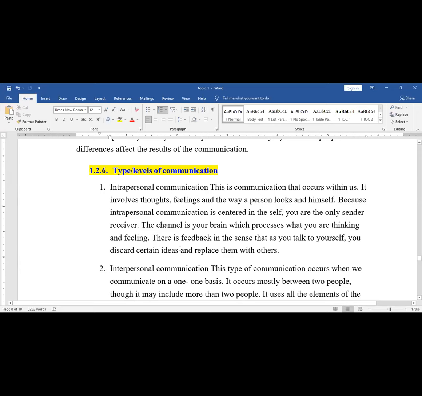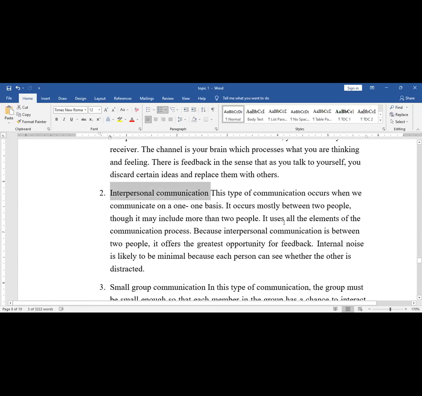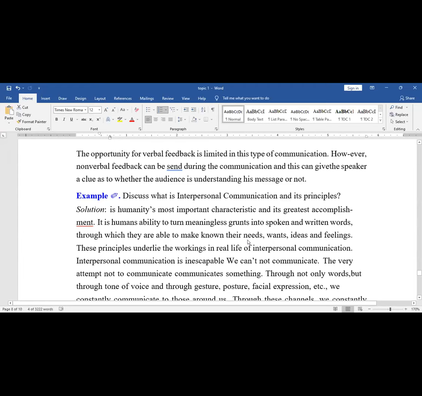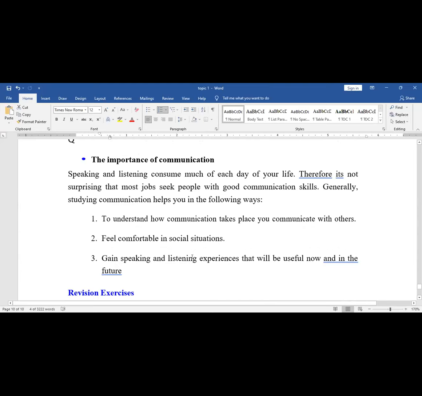We also have interpersonal communication. Interpersonal communication is communication between one individual and many others, or more than two individuals. Then we have small group communication. It is communication that happens within a very small group. And then we call it a day. Then you can look at the importance of communication. So we will leave it there for today.